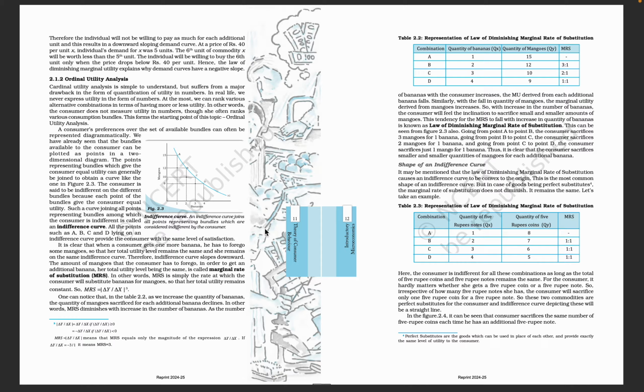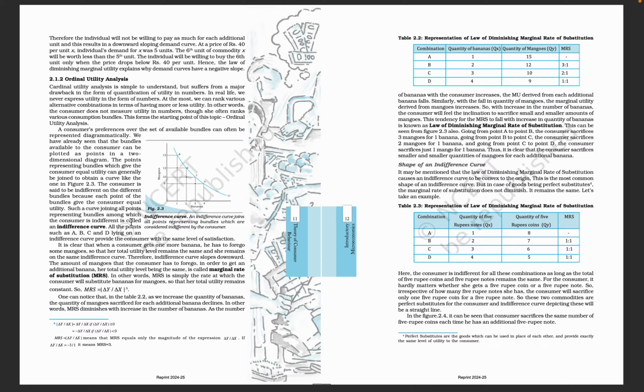Cardinal utility analysis is simple to understand, but suffers from a major drawback in the form of quantification of utility in numbers. In real life, we never express utility in the form of numbers. At the most, we can rank various alternative combinations in terms of having more or less utility. In other words, the consumer does not measure utility in numbers, though she often ranks various consumption bundles. This forms the starting point of ordinal utility analysis.